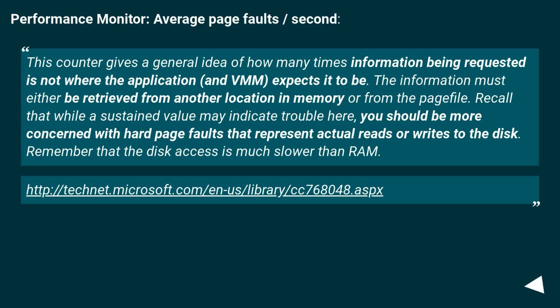Performance Monitor, average page faults per second. This counter gives a general idea of how many times information being requested is not where the application, and VMM, expects it to be. The information must either be retrieved from another location in memory or from the page file. Recall that while a sustained value may indicate trouble here, you should be more concerned with hard page faults that represent actual reads or writes to the disk. Remember that disk access is much slower than RAM.